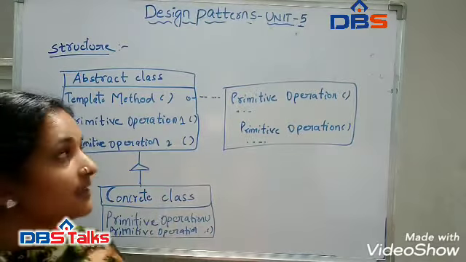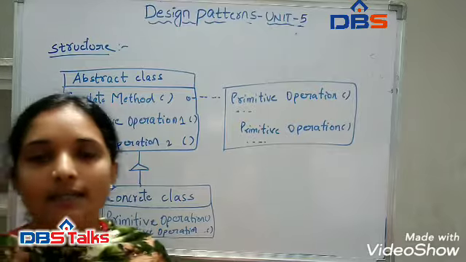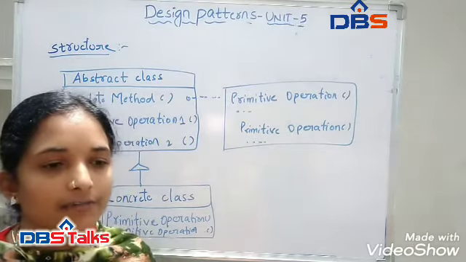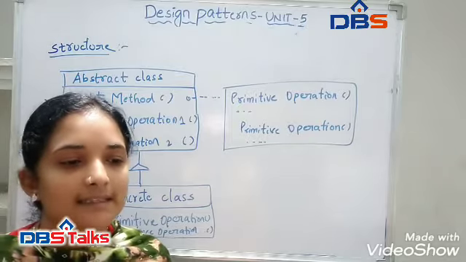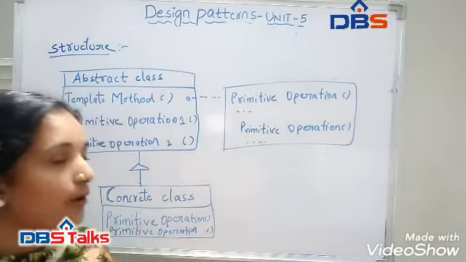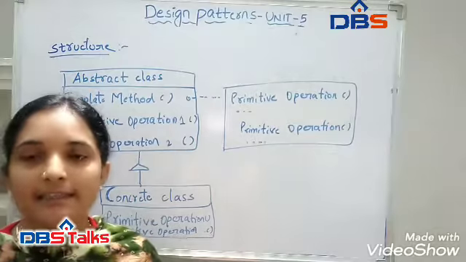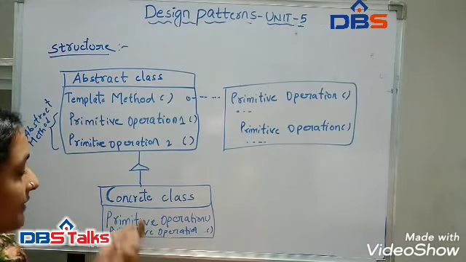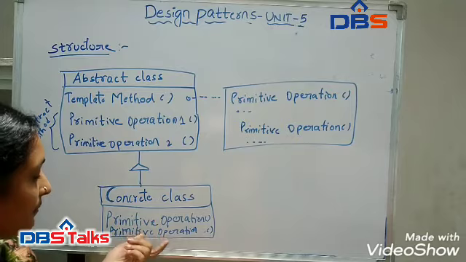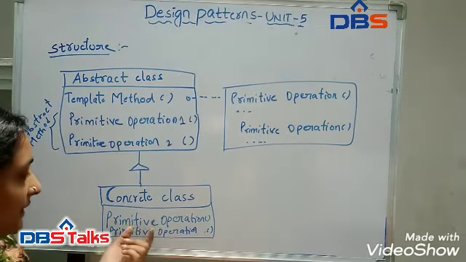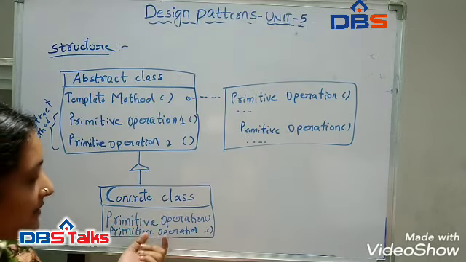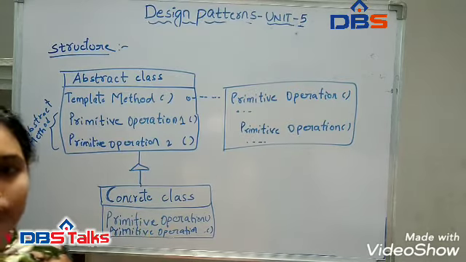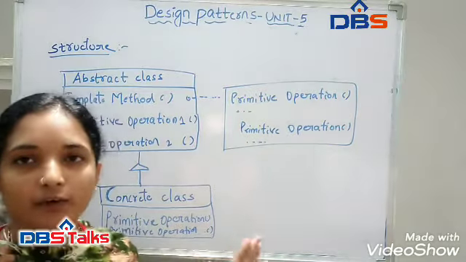And we have a special final method. This is called the template method. The template method defines what kind of sequence will be given in order to achieve a common functionality. And here we have a concrete class. In this concrete class we implement the abstract methods. It means it inherits the operations from the abstract class, that is primitive operation 1 and primitive operation 2. And this is the working of this structure.